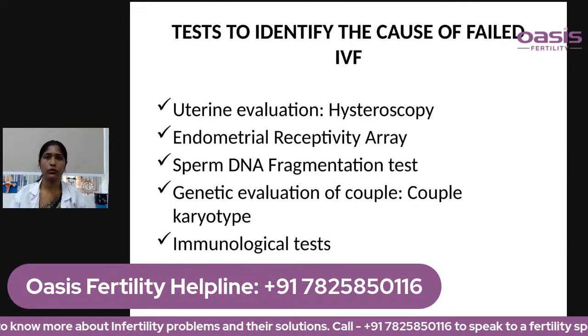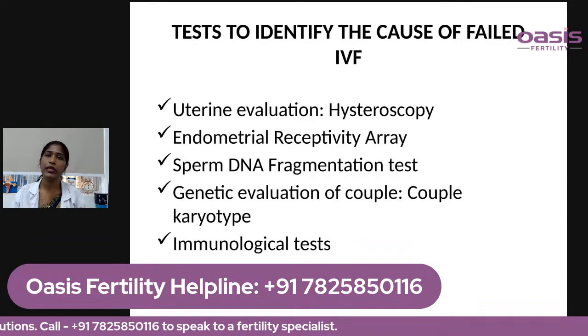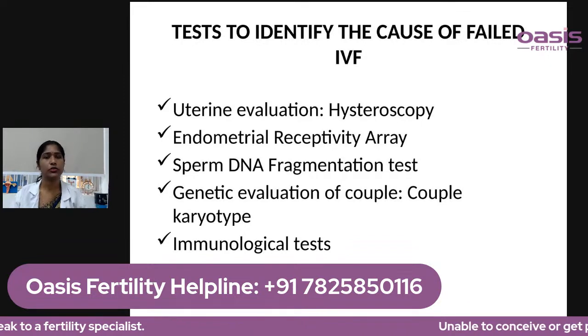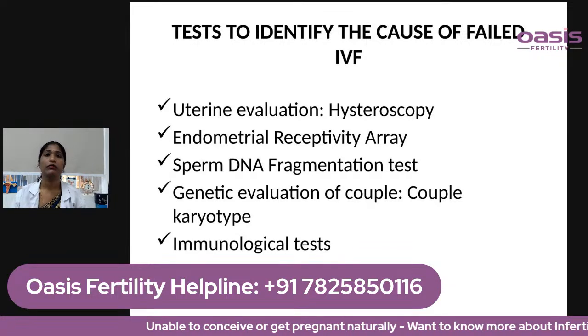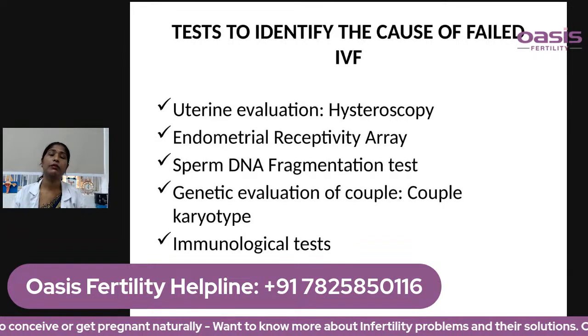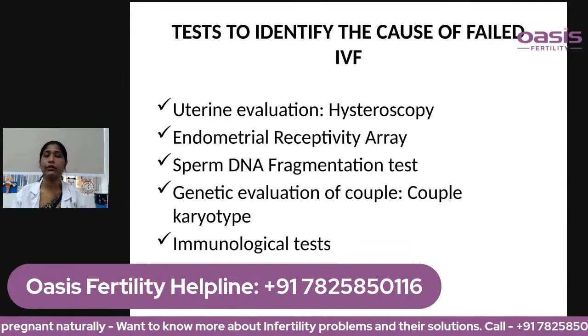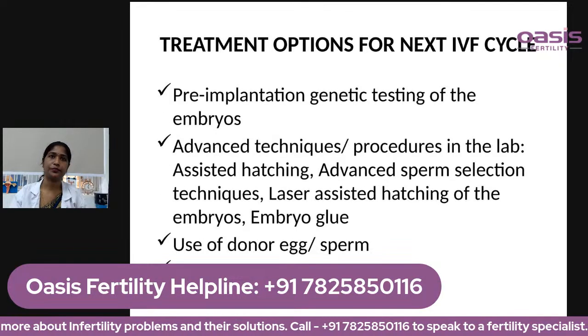So what should we do when a couple has come to us with a failed IVF cycle, or if they have failed an IVF cycle with us? We need to evaluate a bit further. We would like to evaluate your uterus, doing a hysteroscopy. We may have to do an endometrial receptivity array so that we know the correct time to place the embryo. We may do additional tests on the sperms like DNA fragmentation test. We may evaluate you genetically more, like a couple karyotyping, and sometimes an immunological test.